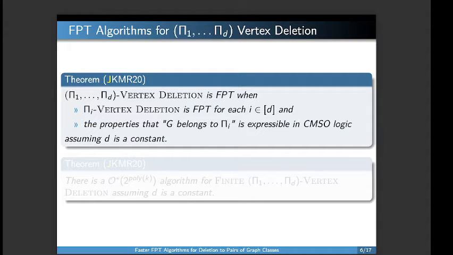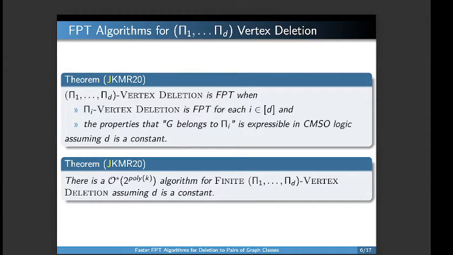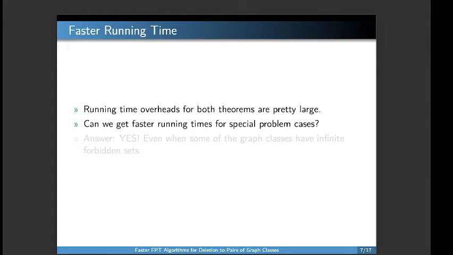So a previous result by a set of authors showed that pi 1 by d vertex deletion is FPT if it satisfies two conditions: the individual pi a vertex deletion problem is FPT, and the property that a graph belongs to pi a is expressible in CMSO logic. Unfortunately, the running time of this is very huge, so we look at the special case where each of the graph classes pi i is characterized by a finite forbidden family. But even in that case, we only managed to show that the running time of the algorithm is 2 to the power poly k, which is actually pretty huge. Hence, in this presentation we are looking at special pairs of graph classes and hope to obtain much faster algorithms for these cases. And we do manage to show this for numerous problems.